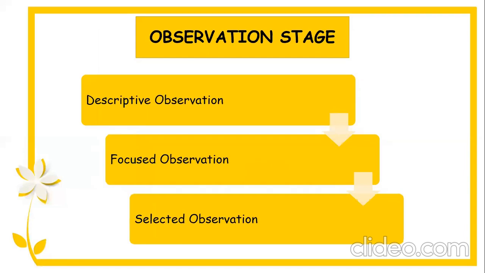This is the observation stages. There are 3 observation stages. First is descriptive observation, focus observation, and then selected observation. In descriptive observation, the researcher enters a certain social situation as a research object. In this stage, the researcher has not brought the problem to be studied. So the researcher conducts a general and thorough exploration, describing everything that is seen, heard, and felt. And all data are recorded.